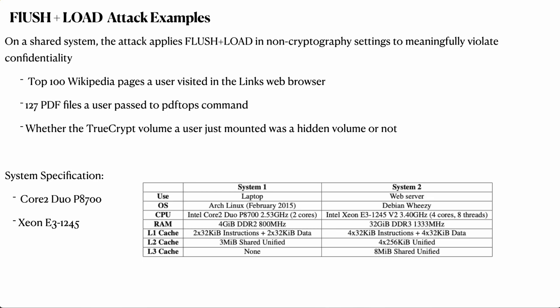These experiments were tested on 2 different Intel processors. The first one is the Core 2 Duo P8700, which was launched in Q4 2008, and the other one is the Xeon E31245, which was launched later in Q2 2012. System 1 doesn't have an L3 cache, but Flush+Reload also works on it with its L2 cache, as it is shared between cores.